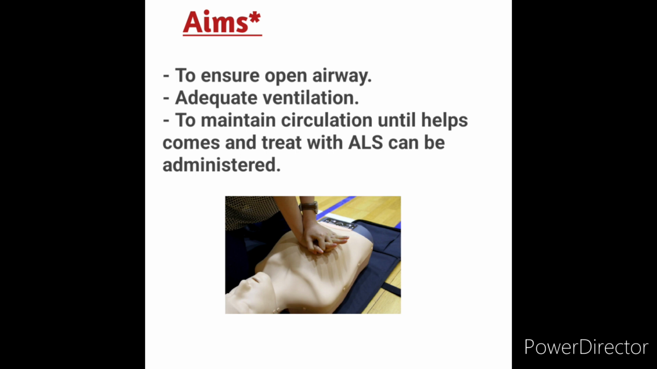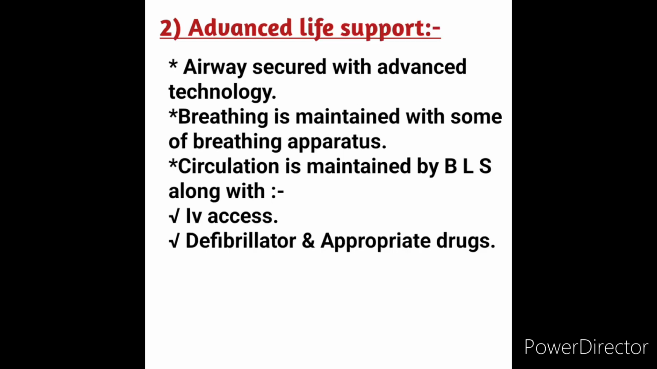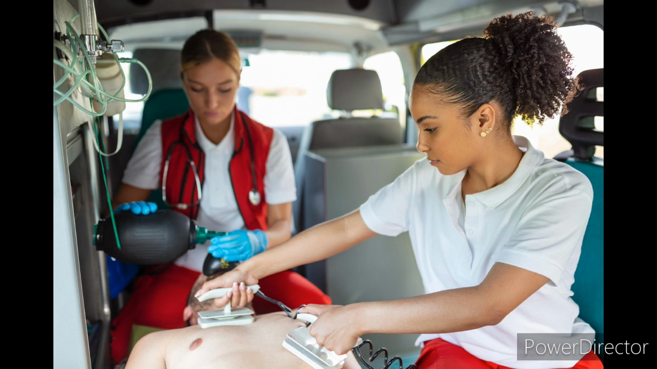Till now we have seen basic life support. Now move on to the second one, advanced life support. Advanced life support is where the airway is secured with advanced technology. Breathing is maintained with some breathing apparatus, and circulation is maintained by basic life support along with IV access, a defibrillator and appropriate drugs. For example, here we can see a picture with a defibrillator and the help of an ambu bag. A helper is also there, and the defibrillator is connected here.